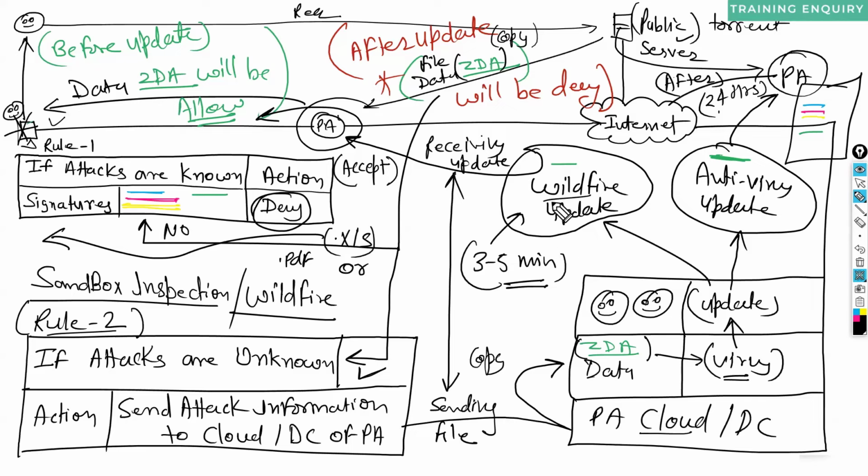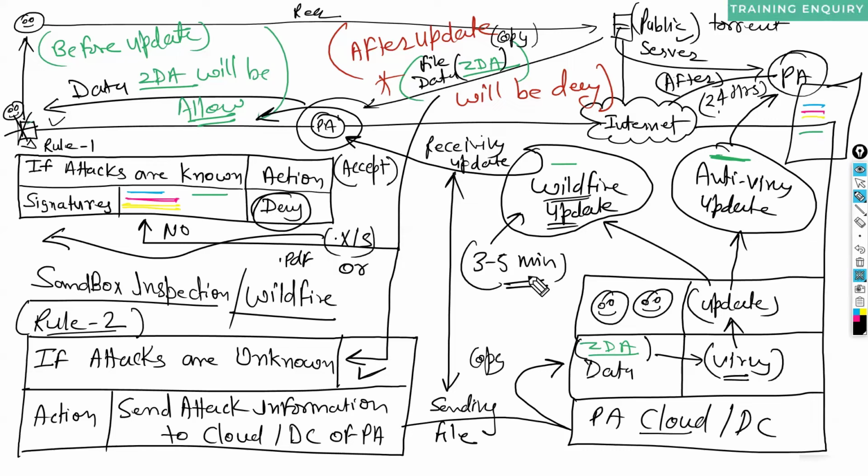So these WildFire updates, because you are not the only person in the market, on the internet or on the planet participating in this WildFire process. There are also other customers, and if anything happens to them, they will also send an update to the cloud, and the cloud or data center will also generate an update. So these WildFire updates you will see on your Palo Alto firewall after every 3 to 5 minutes. Is this clear? Yes.